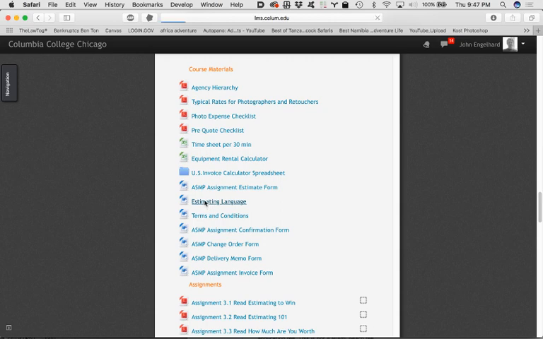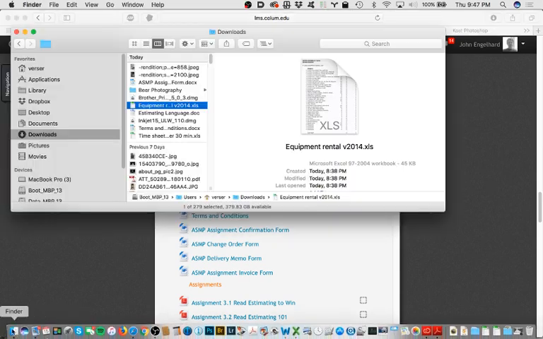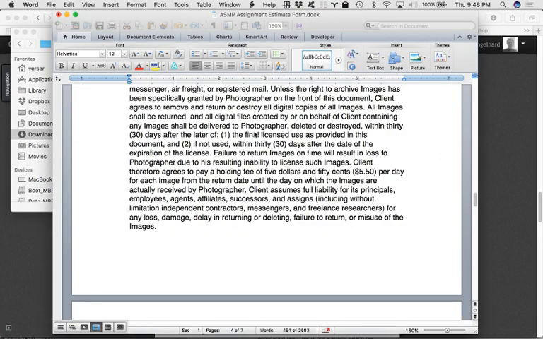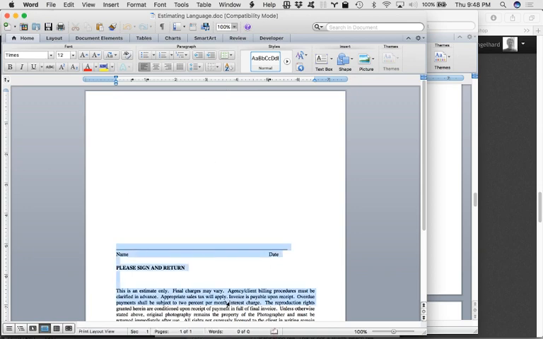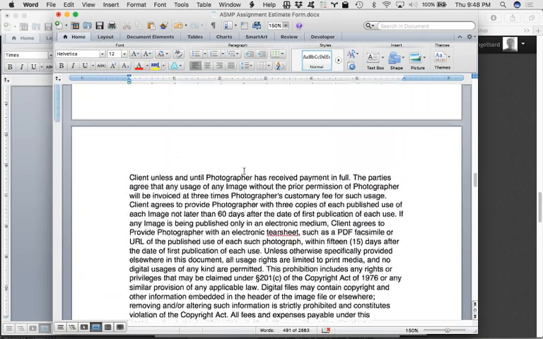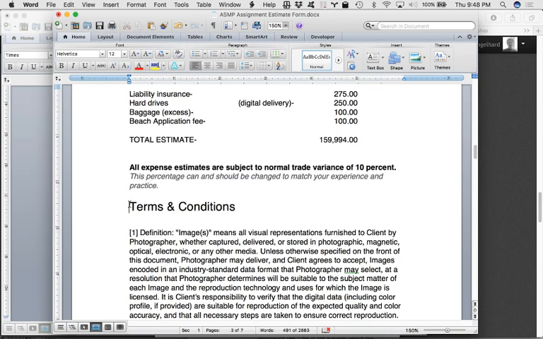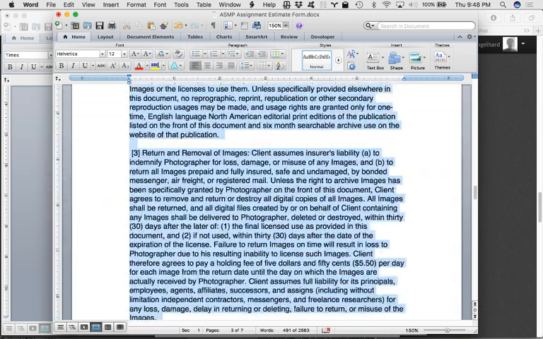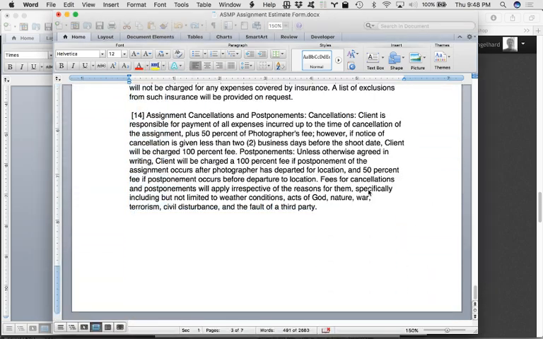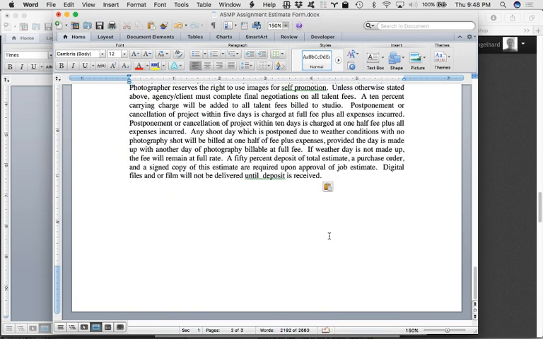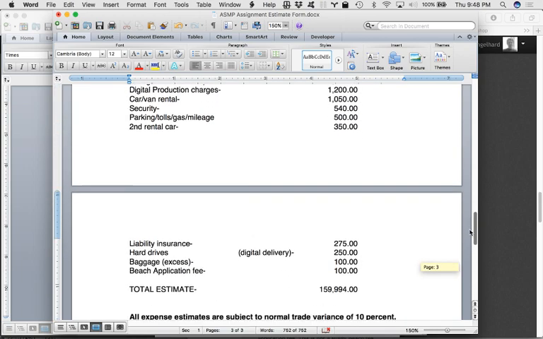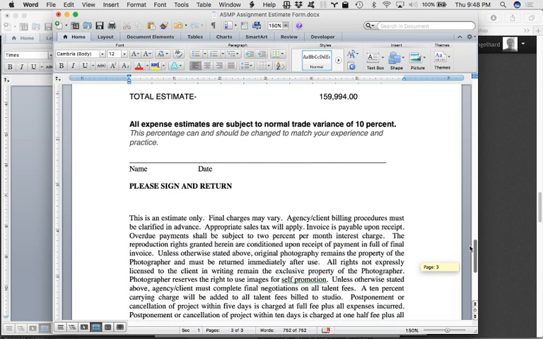estimating language. If you click on that guy, it'll download that guy. Again, it's another Word document. And you want to open that one up, estimating language. And I would simply copy this, it's one paragraph, and then go back to the entire terms and condition craziness here. I'm going to select this and go all the way to the bottom. And just do a paste. And now you've shortened all of that to just do the conditions that I would actually put in for my estimate. So blah, blah, blah, blah, blah.